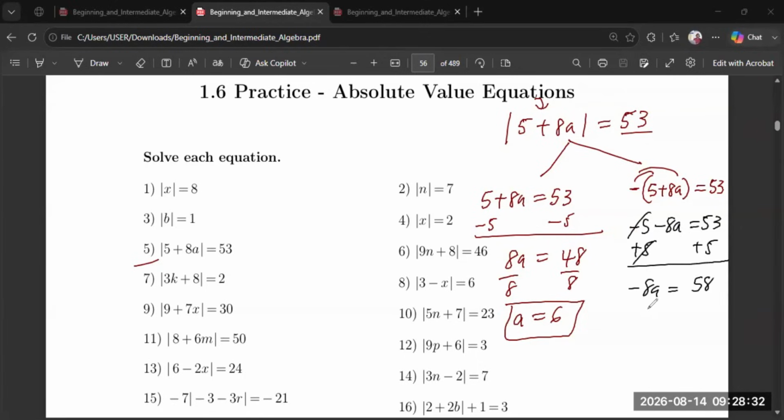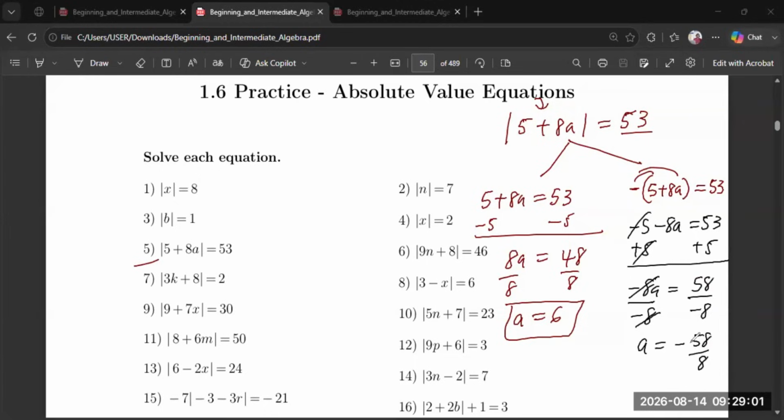Correct. So the next thing you want to do: I have negative 8a outside? Yeah, I have negative 8a outside. So now we divide everybody by negative 8. So finally, this cancels out. So a is equal to 58 over negative 8, okay?